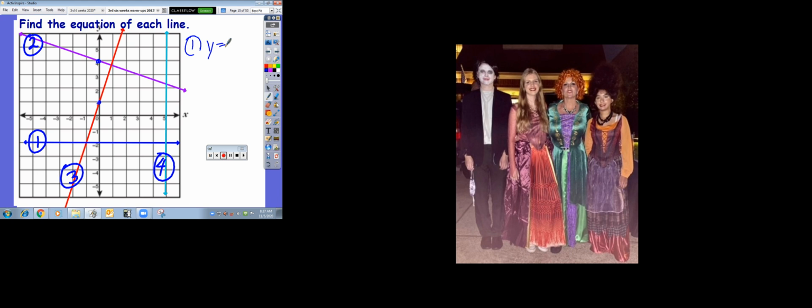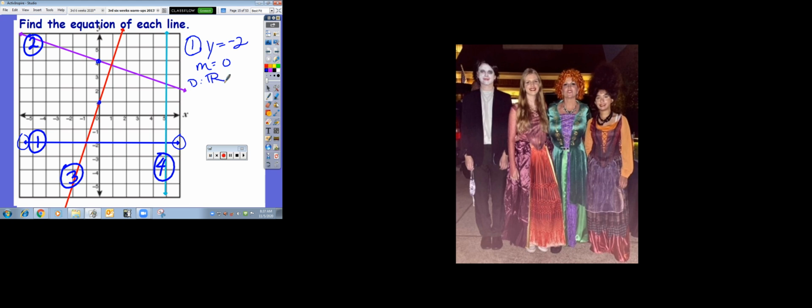There you go. Y equals -2. What is the slope of number 1? 0. What's the domain of number 1? Domain is the x's, the left and right edge. What do you see on the left and right edge? Arrows. That means it goes on forever. So the domain is all real numbers.